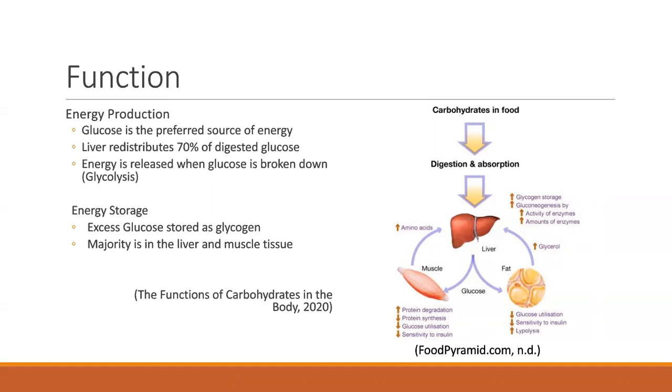The way that they get the energy from glucose is by breaking down the bonds between the carbon atoms. As you know, in photosynthesis, sunlight energy is used to produce those bonds. Then we take in glucose from the plants that produce it by photosynthesis, and we undergo cellular respiration to break down those bonds through a process called glycolysis. And our liver actually ends up redistributing 70% of the digested glucose to other parts of the body through the blood.